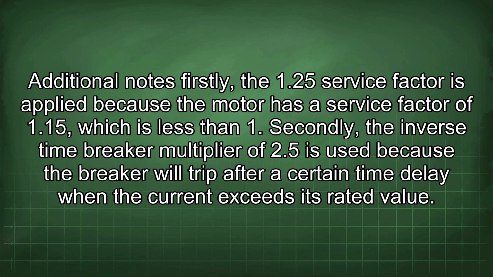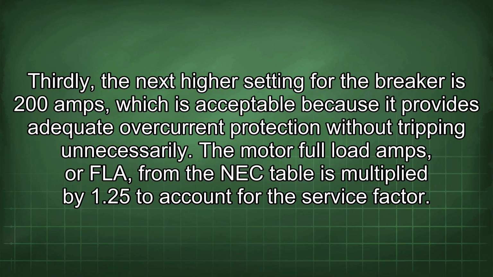Additional notes: firstly, the 1.25 service factor is applied because the motor has a service factor of 1.15, which is less than 1. Secondly, the inverse time breaker multiplier of 2.5 is used because the breaker will trip after a certain time delay when the current exceeds its rated value. Thirdly, the next higher setting for the breaker is 200 amps, which is acceptable because it provides adequate overcurrent protection without tripping unnecessarily.